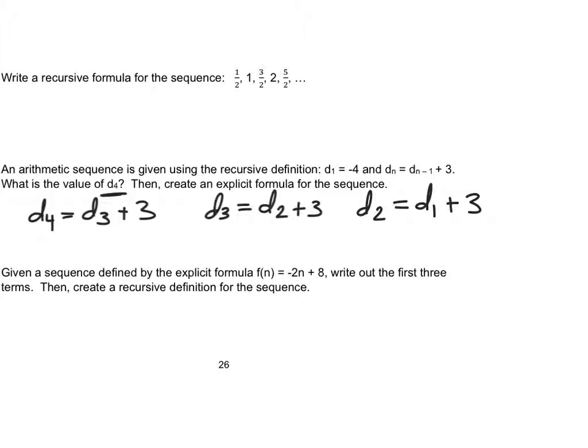But I know that d sub 1 is equal to negative 4, so we're looking at negative 1, 2, 5, so we get the 5 that way. So we define our model this way, but then we perform our calculations this way.